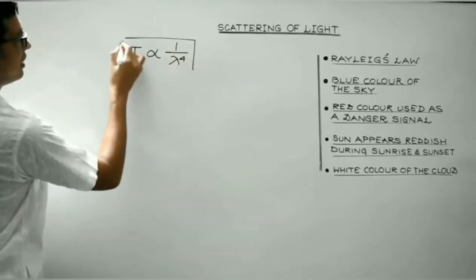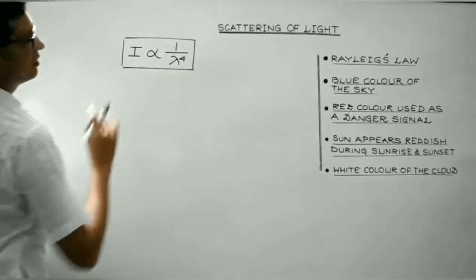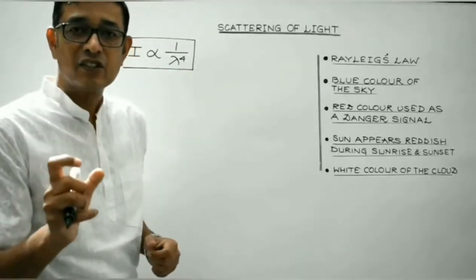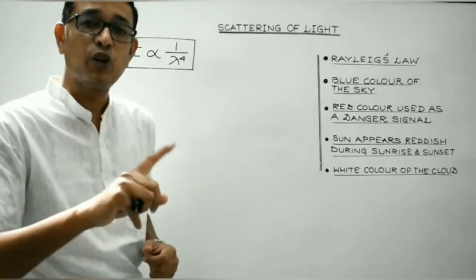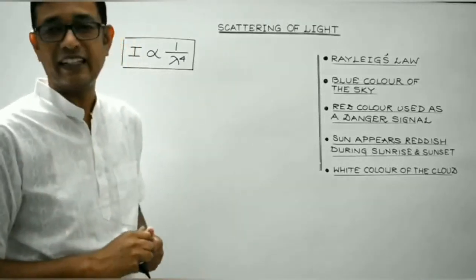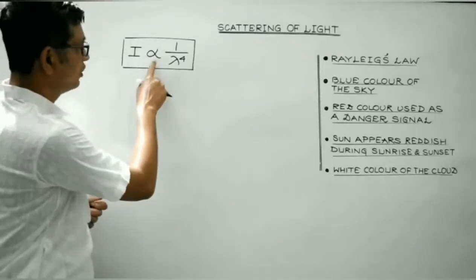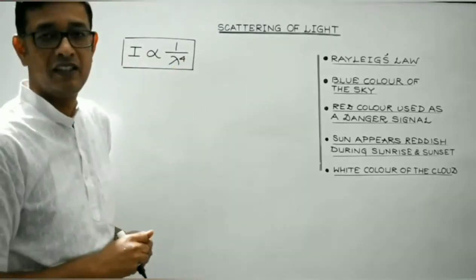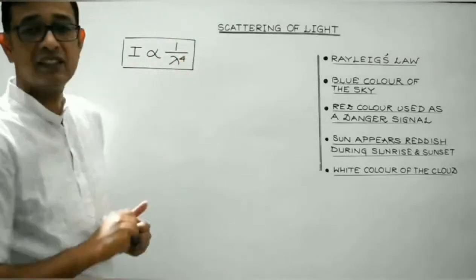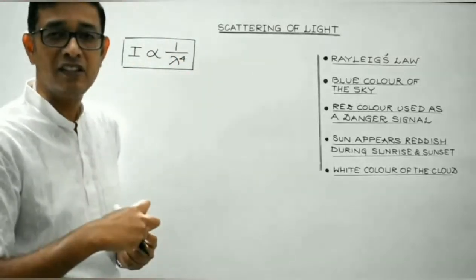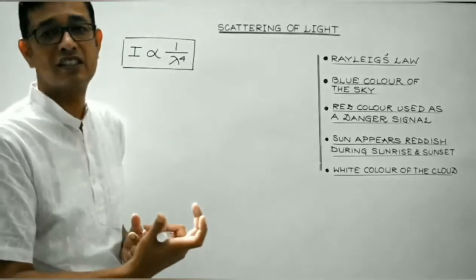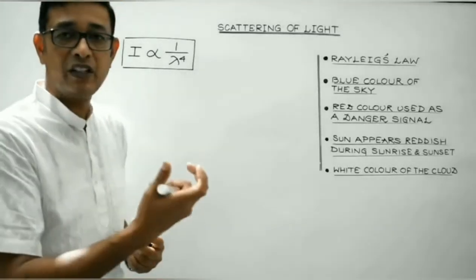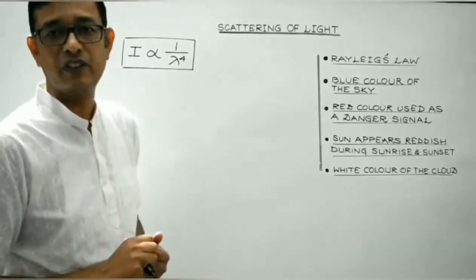This is Rayleigh's law of scattering. I is the intensity of the light corresponding to a particular wavelength in the scattered light. It is inversely proportional to the fourth power of the wavelength of the light. So it clearly suggests that the shorter the wavelength, the more will be the scattering of that particular wavelength. And the longer the wavelength, the lesser will be the scattering of that particular light.